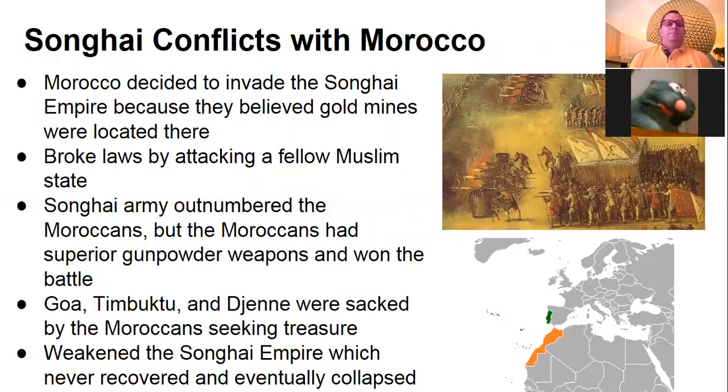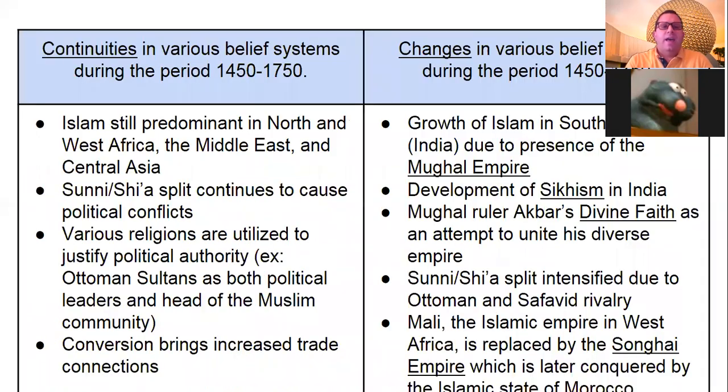The Moroccans, however, do win, because they have much better gunpowder and a lot more artillery. They destroy three important cities within Songhai, and this attack really causes Songhai to begin to fall apart and then ultimately collapse.